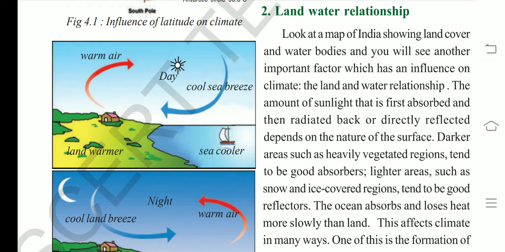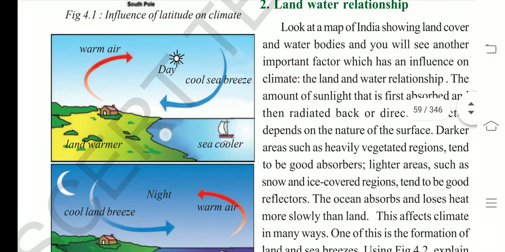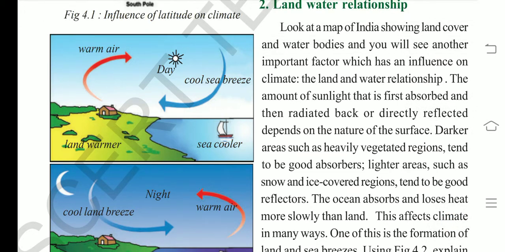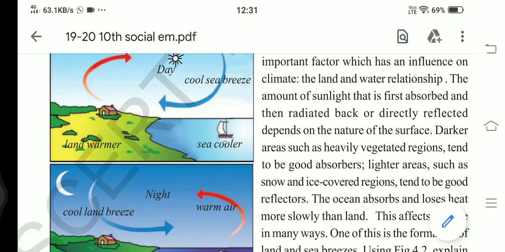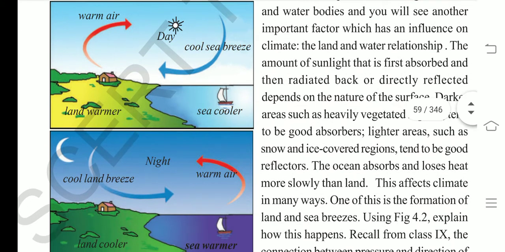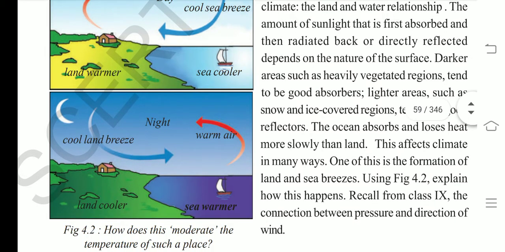So the differences in the absorption of heat by land and water bodies will generate cool sea breezes, which blow from the water body to the land in the daytime. And at night, what happens? It becomes the reverse instead. I said that land absorbs heat very fast and becomes cool very fast when compared to the water bodies.